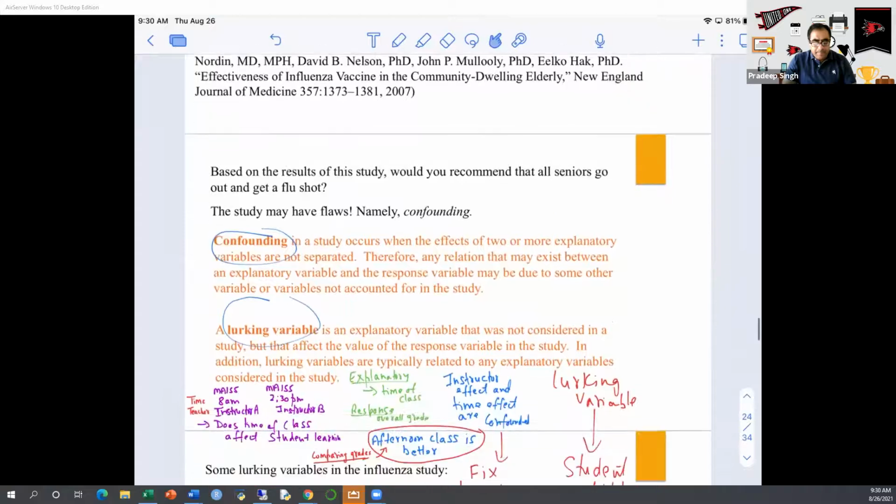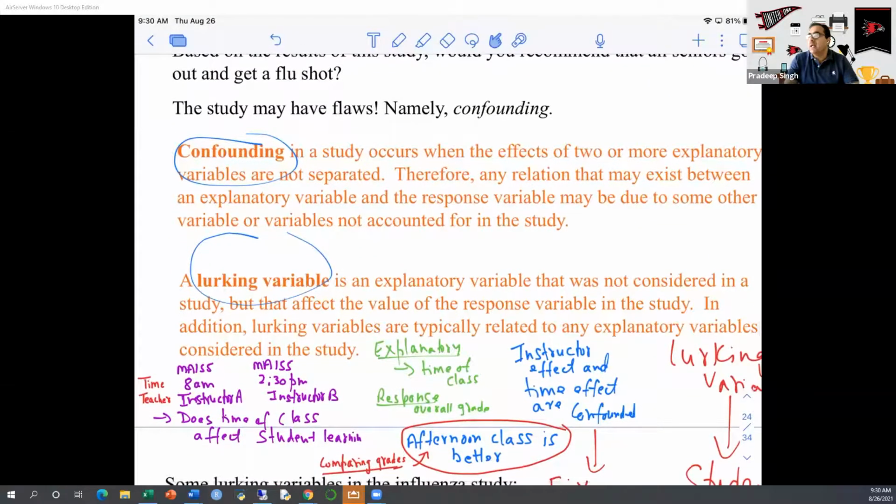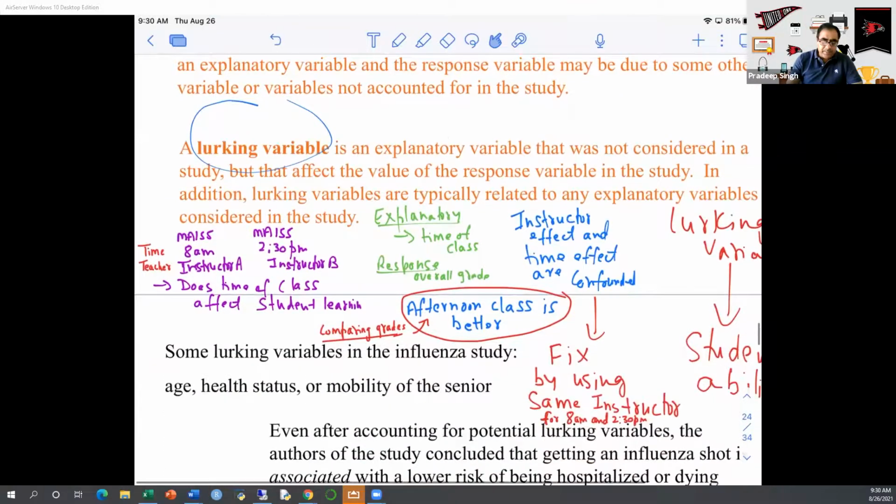Now, the other two terms in this are confounding and lurking variable. So let me try to explain this.